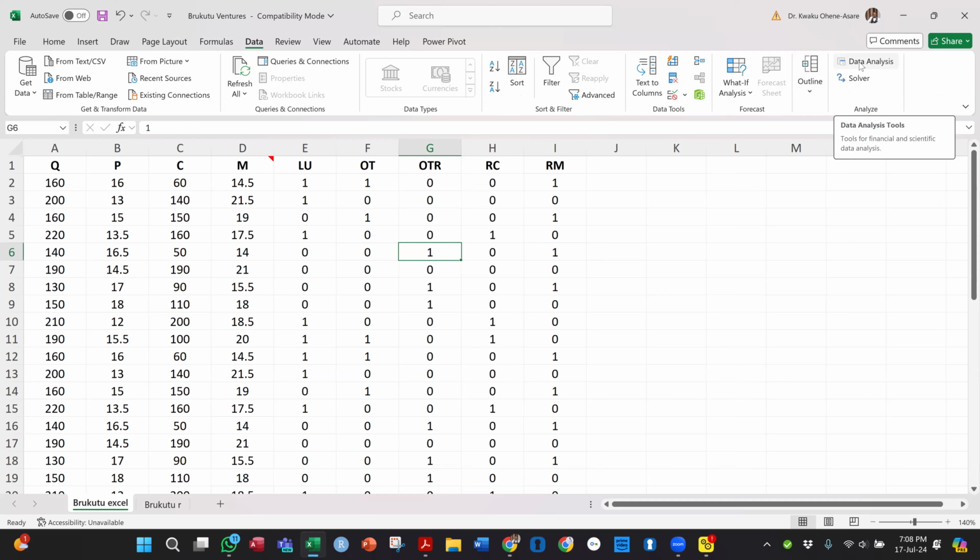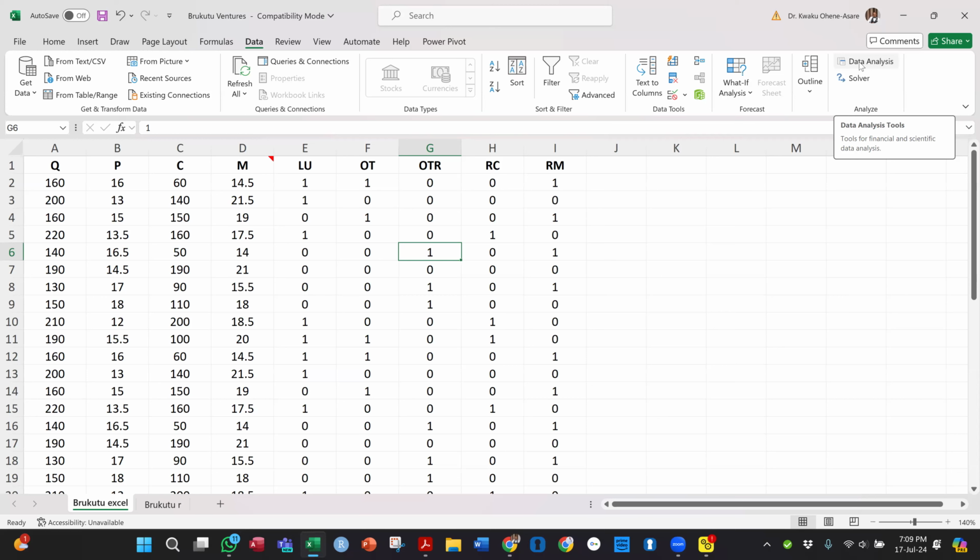Now, if you click on the Data tab, and on the far right, you don't see Data Analysis, please let me know quickly. Nobody? I don't see it, please. I can see it, sir. I also don't see it.